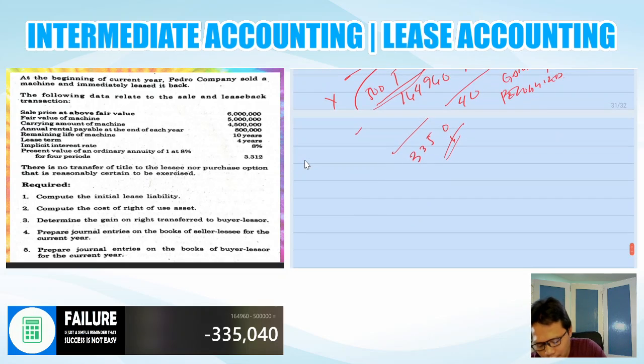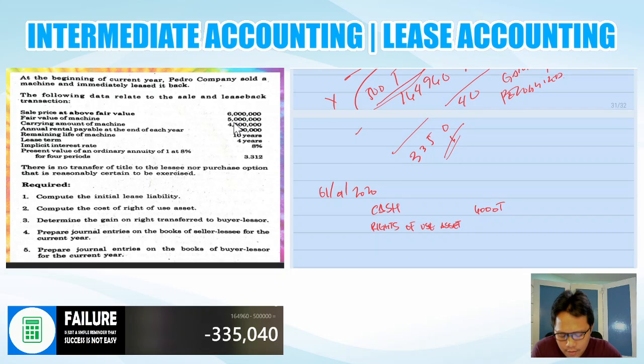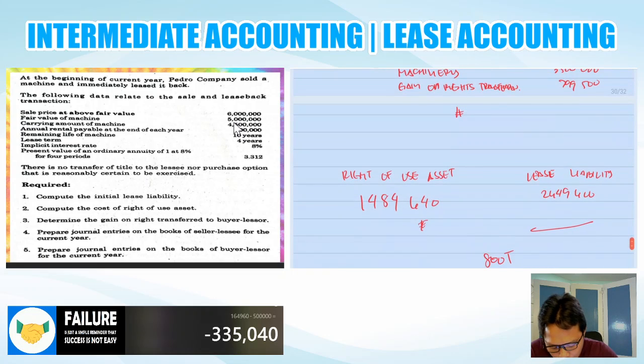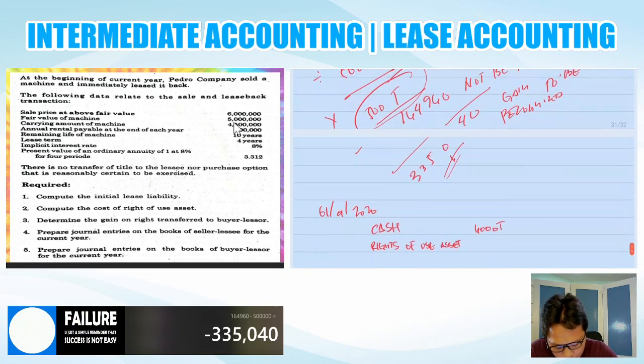335,040. So entry on January 1, 2020. Debit cash at sales price. Always at sales price. Yung cash, 6 million. Debit your right of use asset. Okay? At 1,484,640.